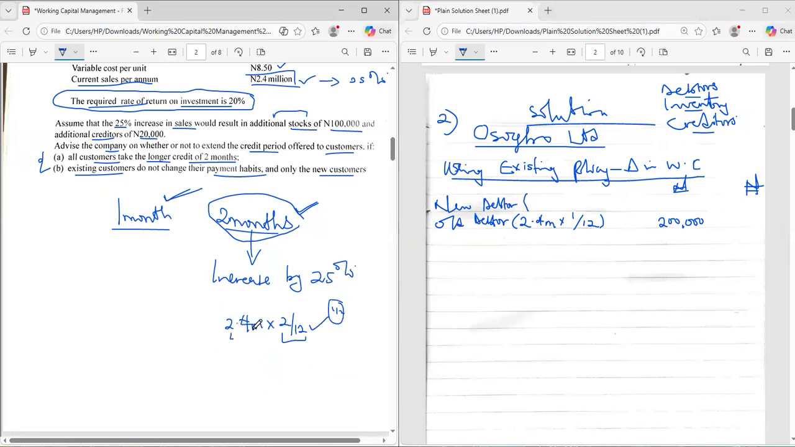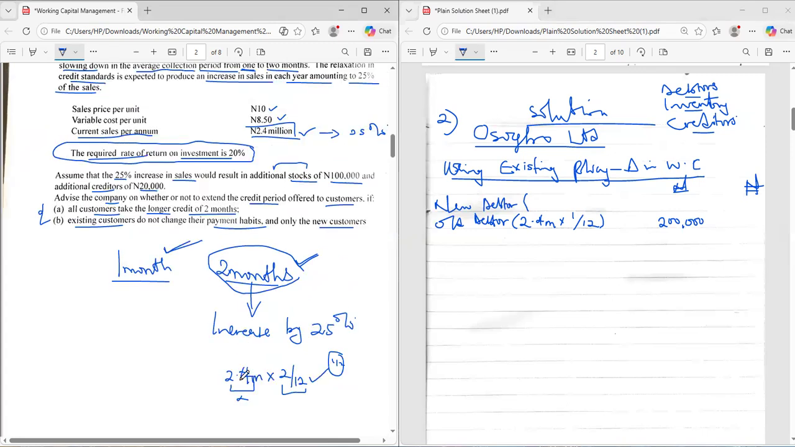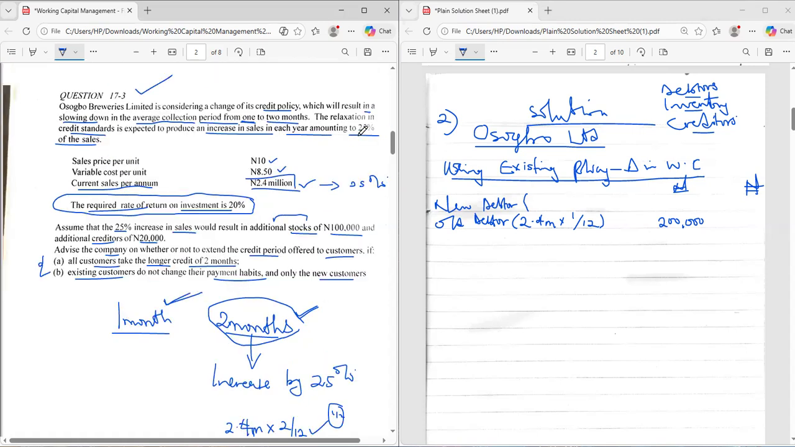But you see this 2.4. This 2.4 is not correct because you only made sales of 2.4 when you were giving 1 month credit. But now that you are giving 2 months credit, the question says that sales will increase by how many percent? 25%.